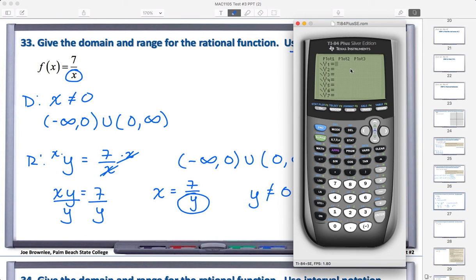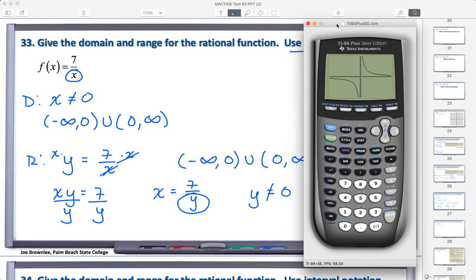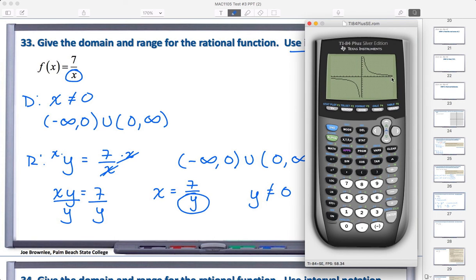So we're going to go to our y equals screen, and we'll plug in 7 over x. So 7 divided by x. We want a standard zoom window, so let's see what we have here. All right, and there it is. And we can see that we have two asymptotes here, right? We have a horizontal asymptote and a vertical asymptote. So our horizontal asymptote is right at y equals 0, and that's why we found that y couldn't be 0. y can be anything else except 0, because there's a horizontal asymptote there.